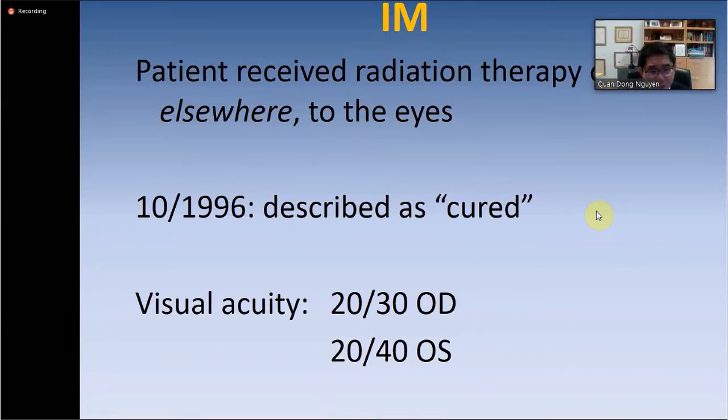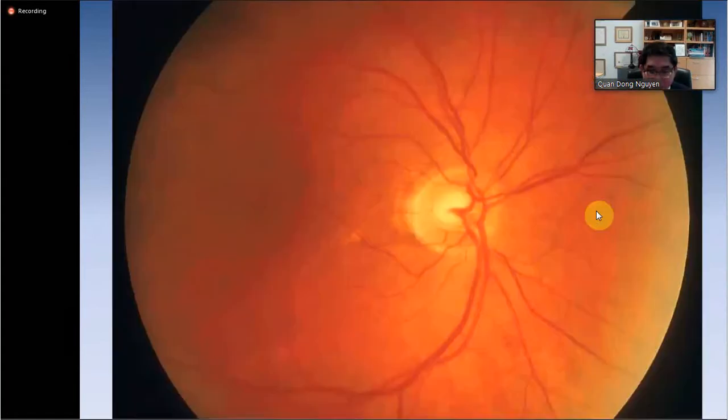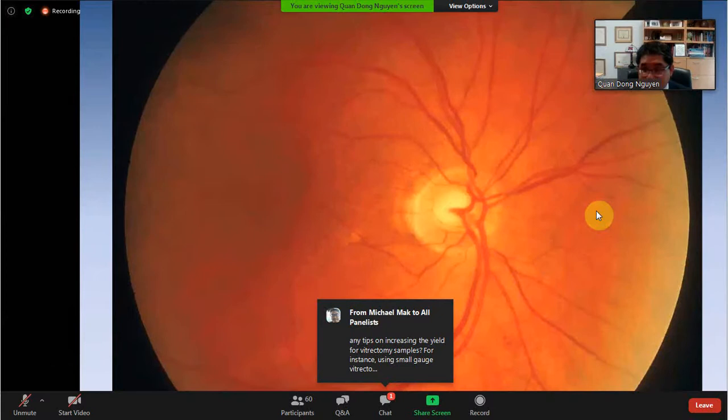So in October 1996, a year or so afterward, the patient was described as cured because we no longer see the cells. The visual acuity stabilized and improved to 20/30 OD and 20/40 OS. And indeed, the cells in the eye have improved quite a bit, and we now get a very nice clear view that we didn't see before. So this is definitely showing improvement.